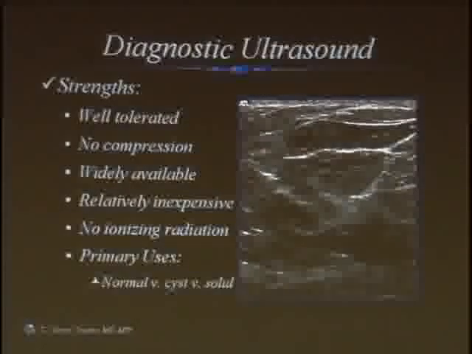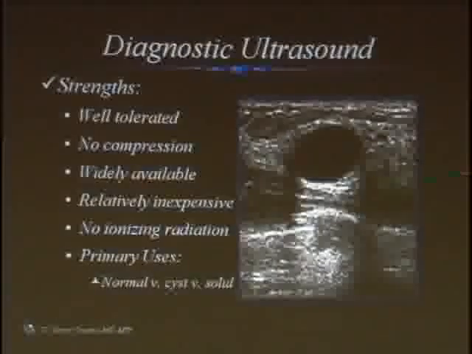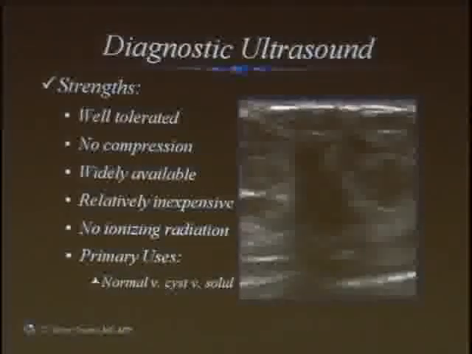Its primary uses are in deciding whether or not normal tissue is present, a cyst is present, or a solid mass is present. Now, I won't bore you with the details of radiology about what and how we know that, but those are the pictures that are representative of what its major primary use is. Normal, cyst, or solid. Sounds pretty crude, right? It's not normal, benign, malignant. It's normal, cyst, or solid.